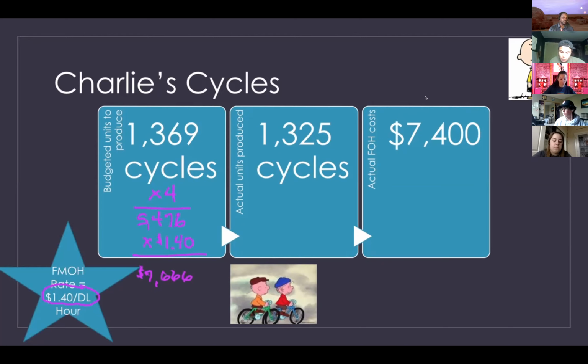Here's what I want you to pick up on, because this is always where students get confused. This is a fixed cost. So if I do my flexible budget, which is based off of volume, even though my volume changes, my fixed costs should not change. So I don't have to go in and do a times four and times $1.40 based off of this, because my fixed costs should stay the same because they're not tied to the volume. Just want that to sink in for a little bit.